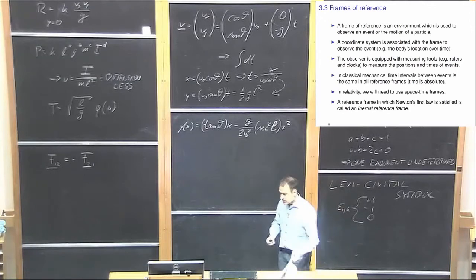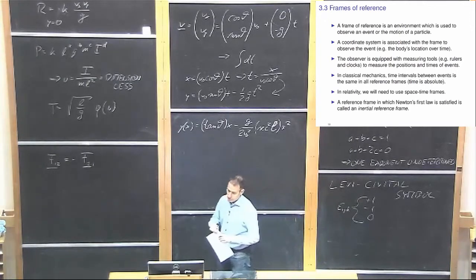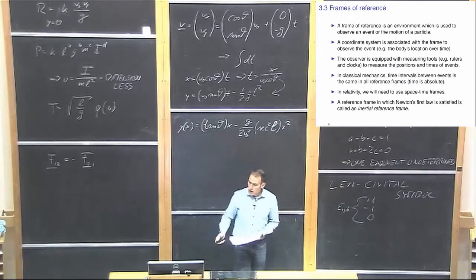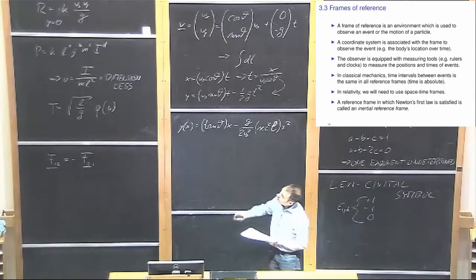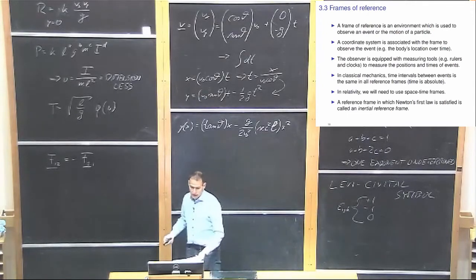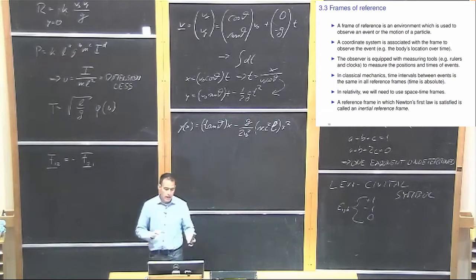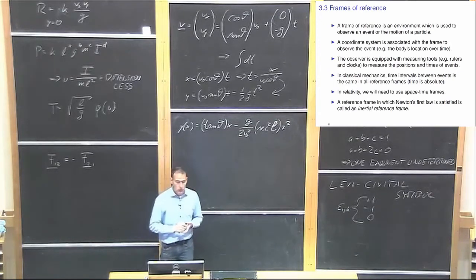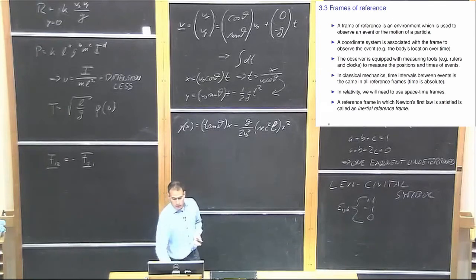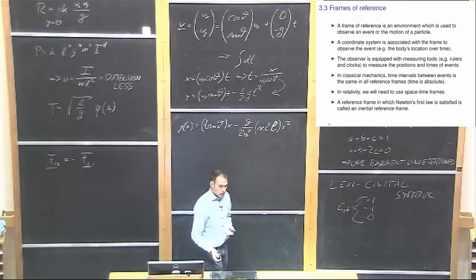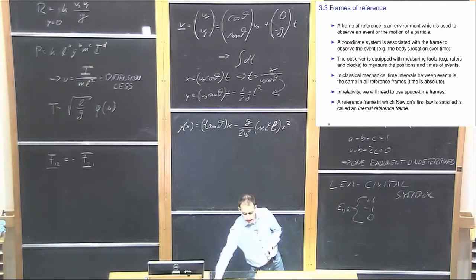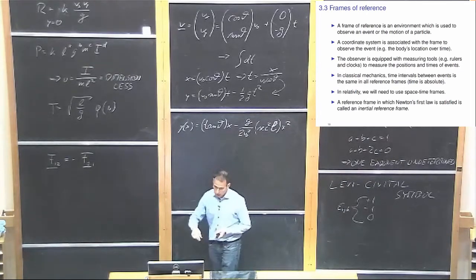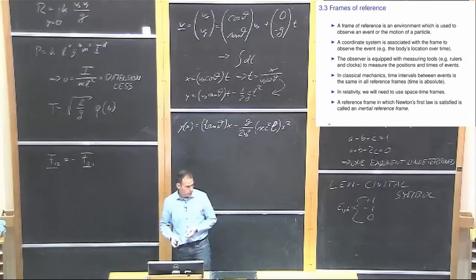Now, another very important concept is frames of reference, which we have to use. A frame of reference is an environment which is used to observe an event or the motion of a particle. Usually frames of reference have an associated coordinate system, so the position of the body over time. If the table sets my x and y axis, I've got the x-axis here, I can look and define the motion of the body over time with respect to this coordinate system.